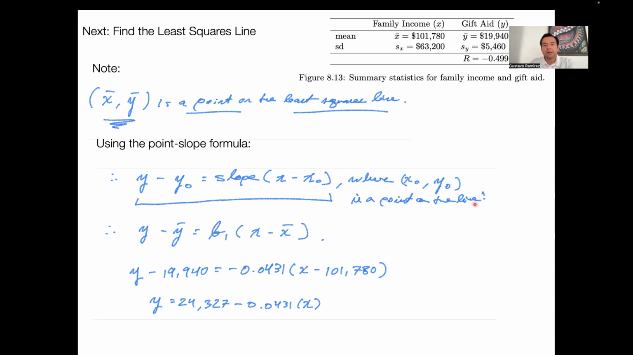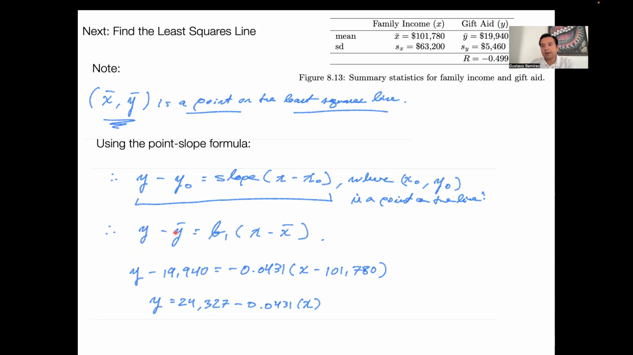So what do we have here? Y minus Y hat will be equal to B1 times X minus X hat. Y is your response variable, so that's just stated as Y.